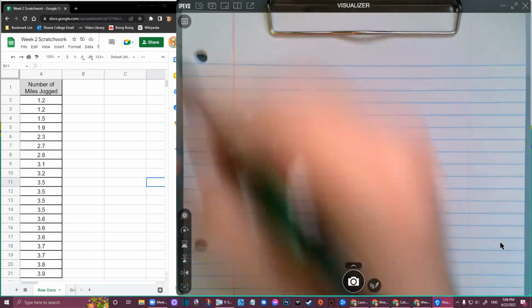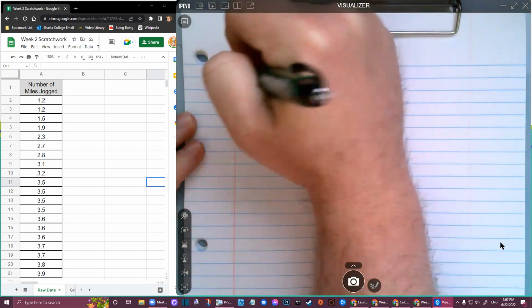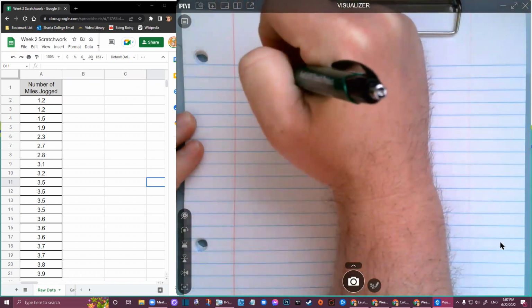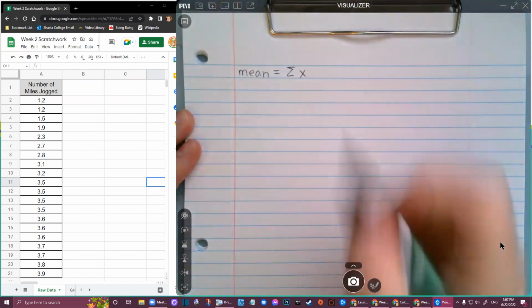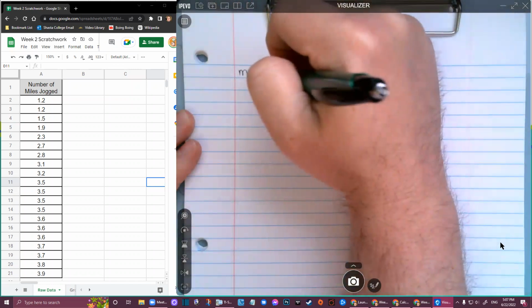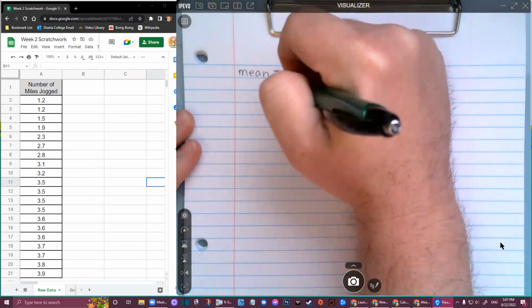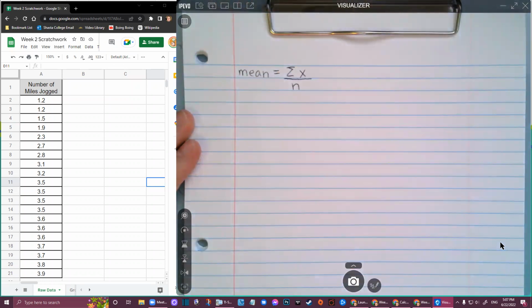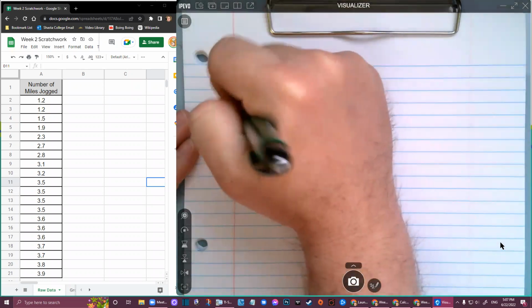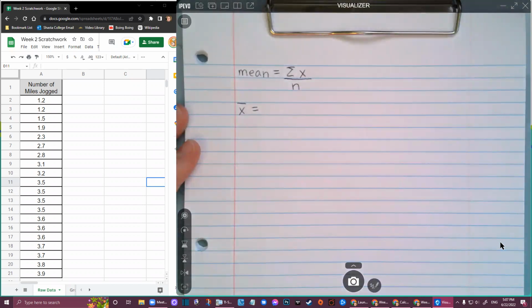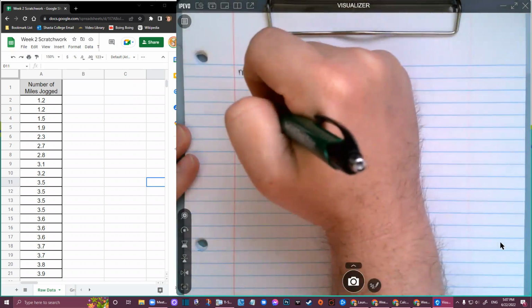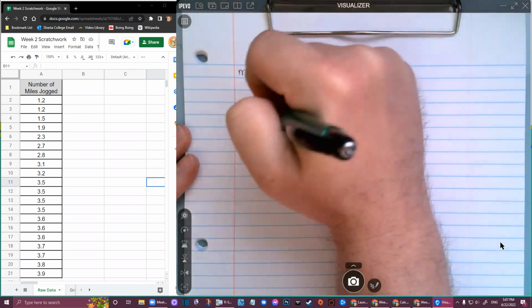We learned in class to calculate the mean. We sum up the data values, so sigma x, the sum of the x values, divided by the number of sample data values we have. So for us, we're calculating a sample mean. We're assuming that this person ran for more than just 20 days. We're going to add up those numbers and divide by 20. That's how many numbers there are.